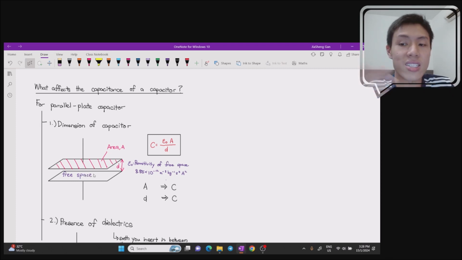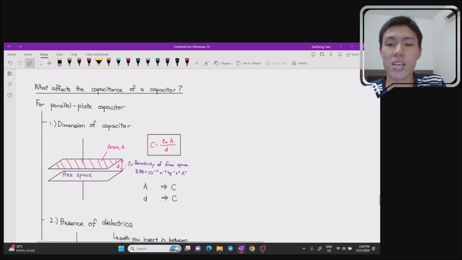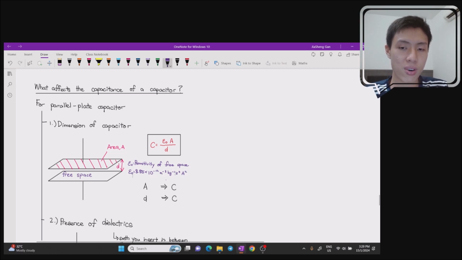So how well does this free space permit your electric field? It is represented by this value here, epsilon naught, and epsilon naught is a constant. If you refer to your constant sheet, it equals 8.85 times 10 to the power negative 12 m^-3 kg^-1 s^4 A^2. Actually, the simpler unit is just Farad per meter. Okay, so it's a fixed value. You take this fixed value from the constant sheet, multiply by the area of the capacitor plate, divide by the distance between the two plates, and you get your capacitance.